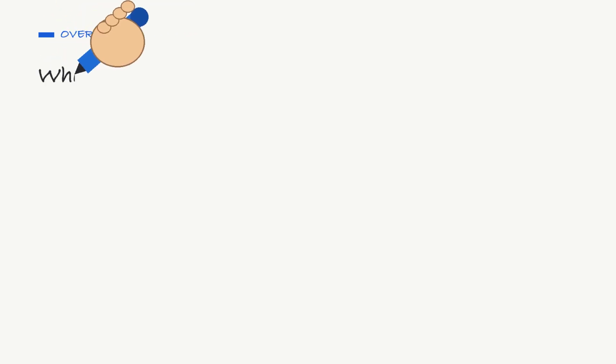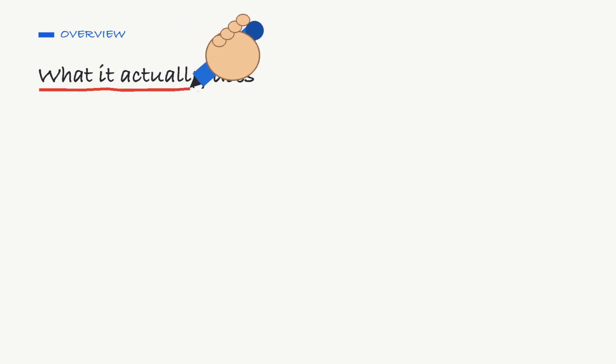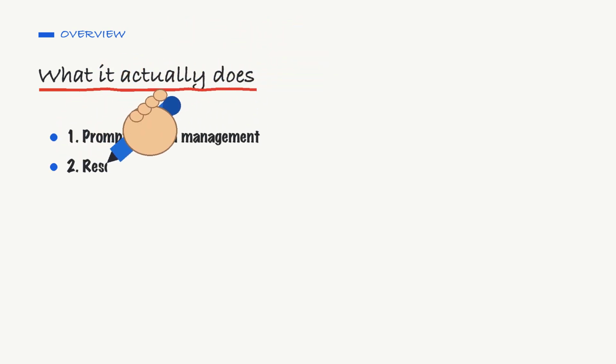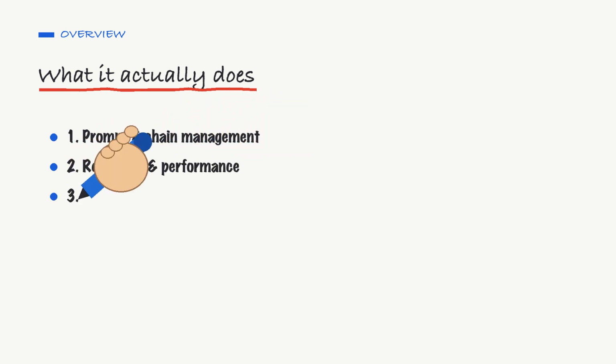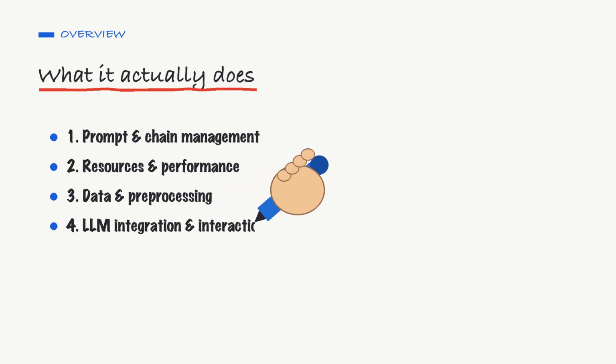Underneath, an orchestration framework handles 4 big jobs. 1. Prompt and chain management. 2. Managing model resources and performance. 3. Data management and preprocessing. And 4. LLM integration and interaction. Let's take them one at a time.